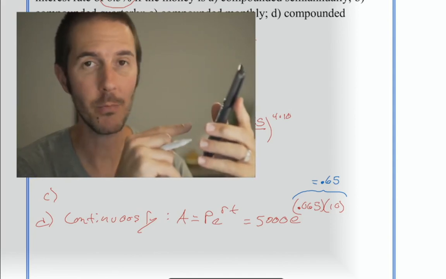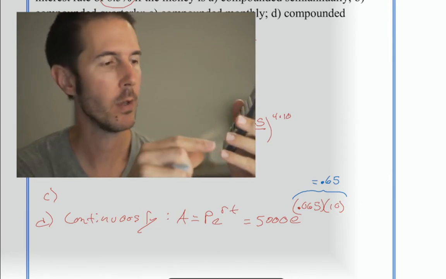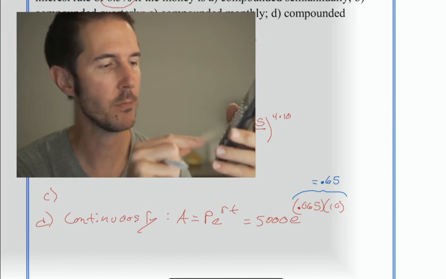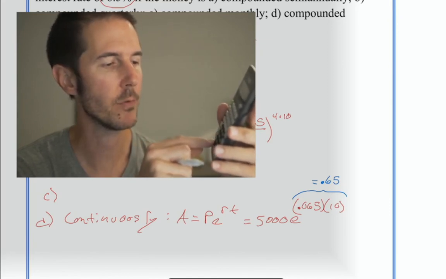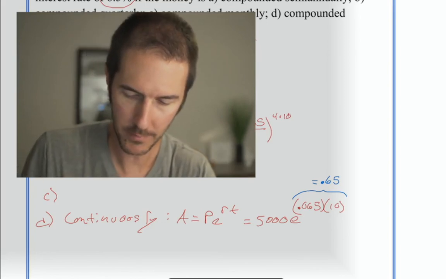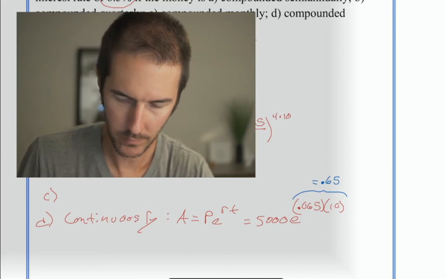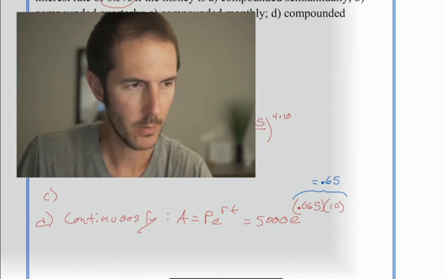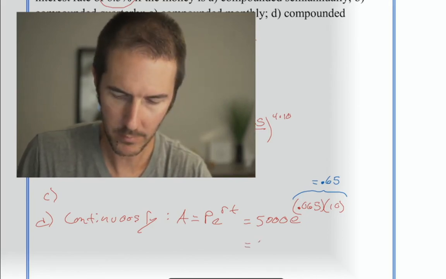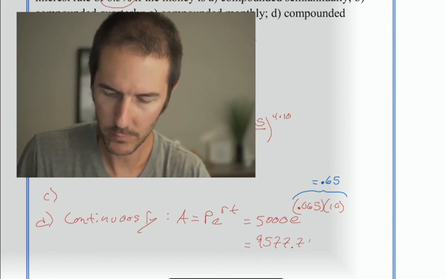Now I'm going to leave that number on the screen because that's a decimal that goes on and on right off the screen. And I'm just going to hit the multiplication button times 5, 1, 2, 3 zeros, 5,000. And I get a final answer of 9577.70.